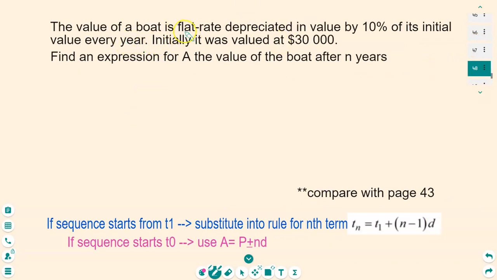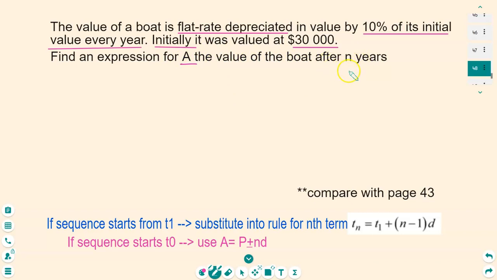The value of a boat is flat rate depreciated in value by 10% of, so I'll just underline as we go actually, flat rate depreciation, 10% of its initial value every year. So depreciation means going down in value. Initially, it was valued at 30,000. Find an expression for A, the value of the boat after N years. All right.